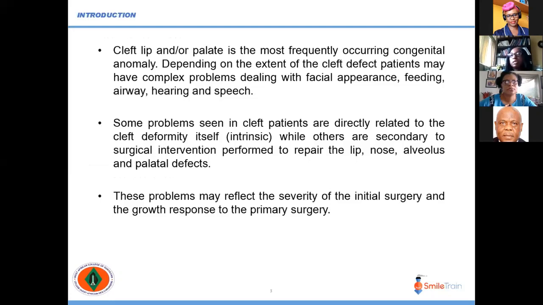Now, some of these problems are intrinsic, which are related to the cleft deformity itself, whereas others are secondary to the surgical intervention that is performed to repair either the lip, the nose, the alveolus, or the palatal defect. These problems may reflect the severity of the initial surgery. So basically what we're saying is that how well or poorly the initial surgery is carried out will have a direct effect on the growth of the patient and the ease or the difficulty which the orthodontist will face in its management.